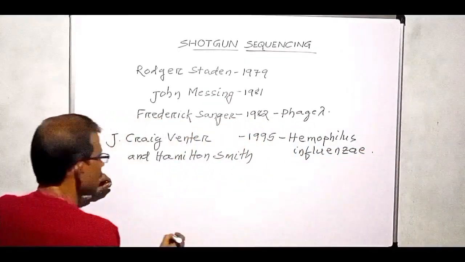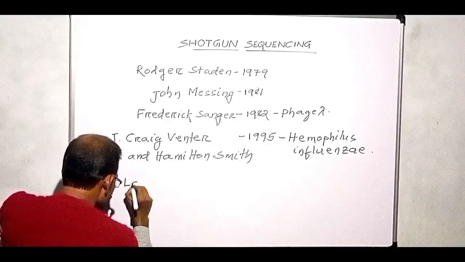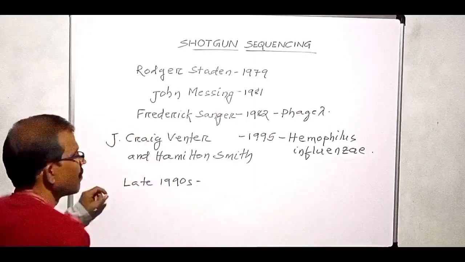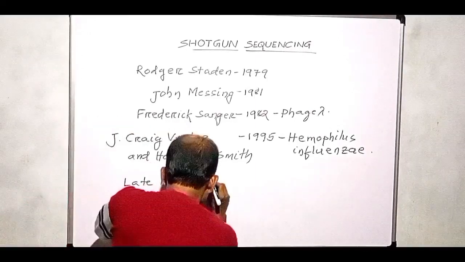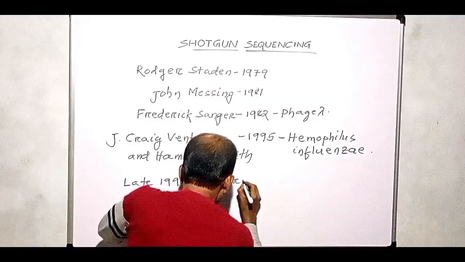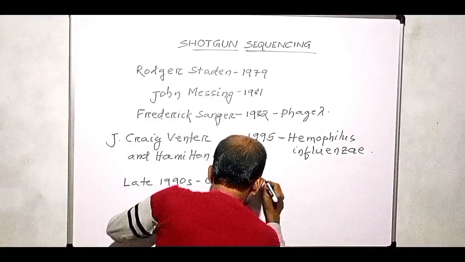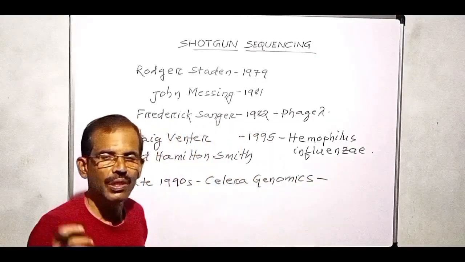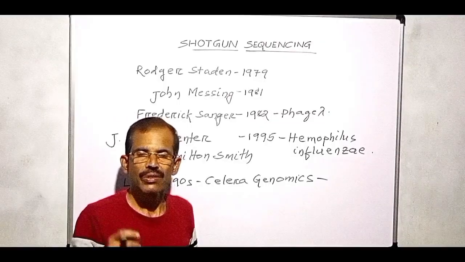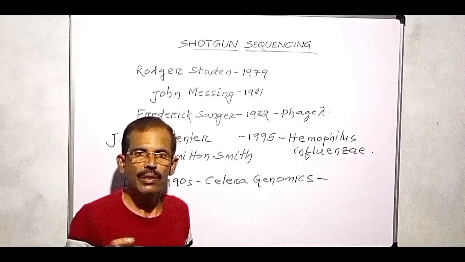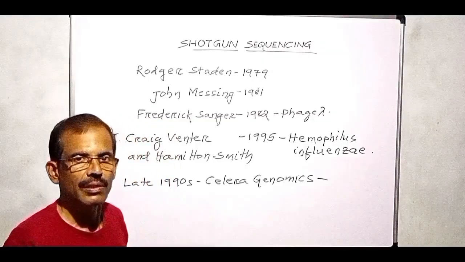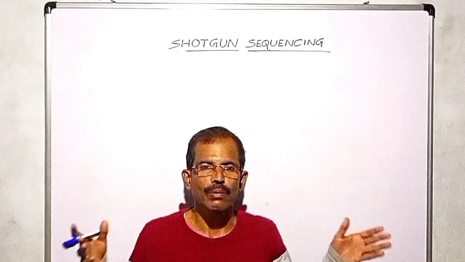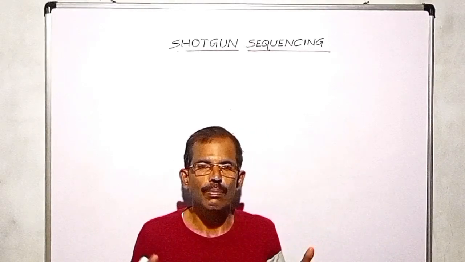In the late 1990s, Venter's private company called Celera Genomics used the shotgun sequencing approach to sequence the human genome and collaborated with the Human Genome Project. The name shotgun comes from the random explosive-like fragmentation process similar to a shotgun blast.